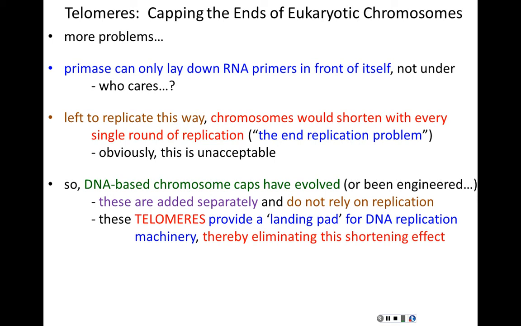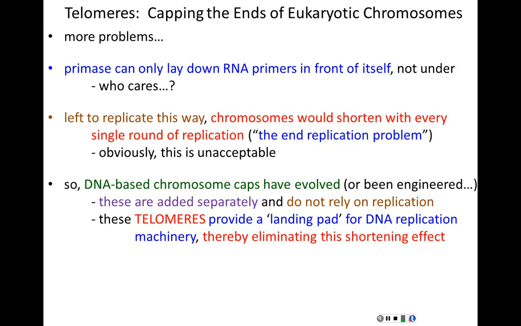And so primase can bind to an added telomere and make its RNA primer, thereby eliminating the end replication problem, because the telomere is not made using DNA polymerase. The telomere is created in an alternate way.